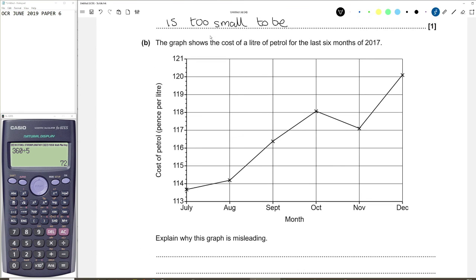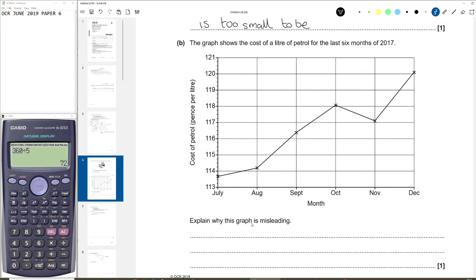B. The graph shows the cost of a litre of petrol for the last 6 months of 2017. Explain why this graph is misleading. So, what you need to mention is about the vertical scale. Okay, so the vertical scale's here. Now, it's very misleading because it doesn't start from 0. Okay, and so it doesn't actually show much of a change. So here, the vertical scale should start at 0. So you need to mention the vertical scale here.